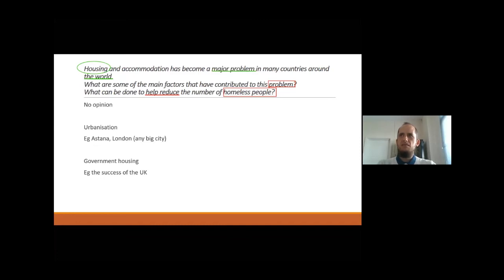Say that urbanization has caused the problems of, or has added a huge amount of pressure and caused cities to swell. The government can help homeless people, or can help reduce the number of homeless people, by building government housing within big cities, and that will help ease the problem. And then if I have time, I can think of a nice closing sentence and leave everything off.